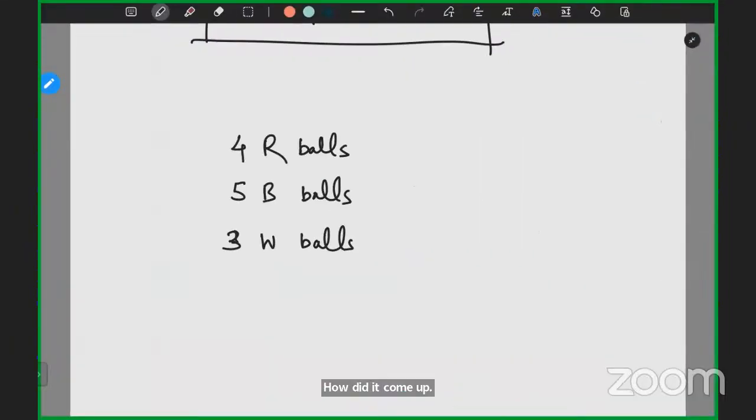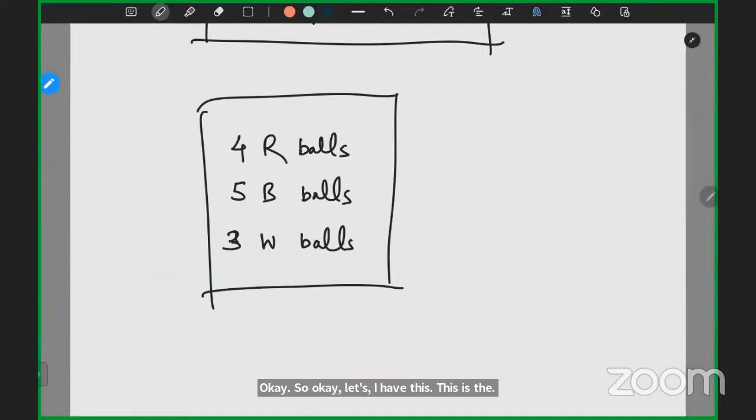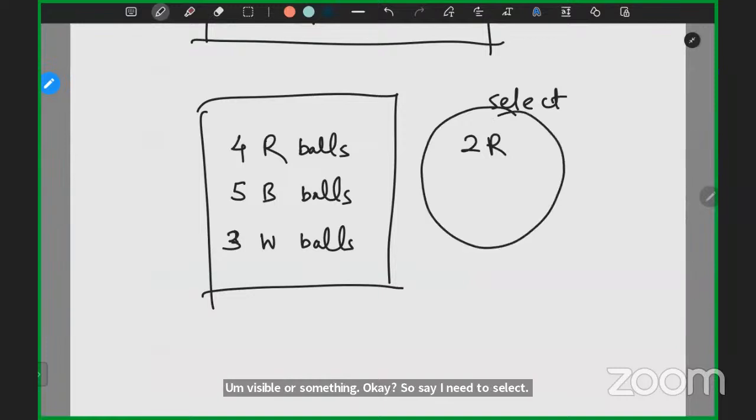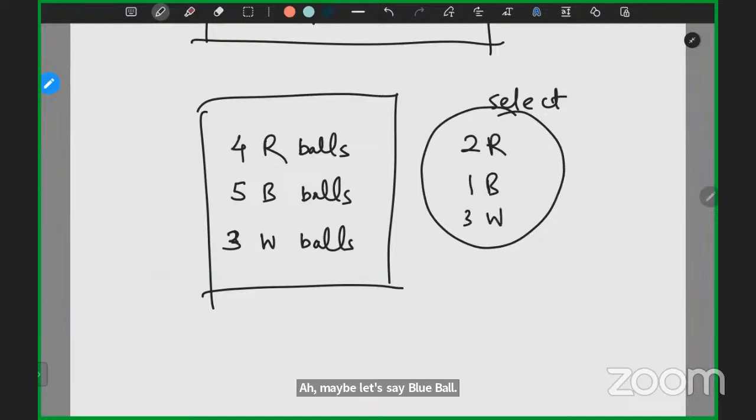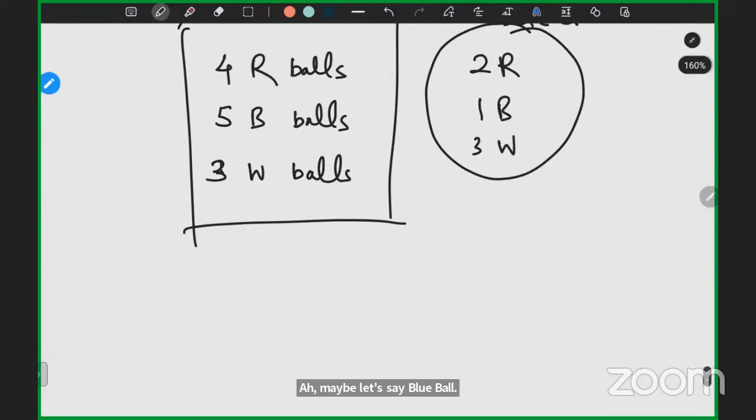Okay, let's say I have this set, this is the whole thing I have. I want to select 2 red balls. This is my select part. Yes, I'm making it very clear here, but sometimes you might see that select is there but it's not visible. So I need to select another thing in which 2 red balls are there, maybe let's say 1 blue ball, and let's say 3 white balls. Something like that.